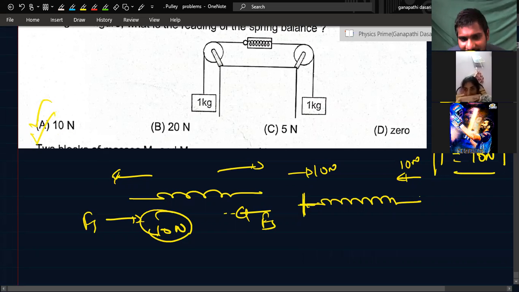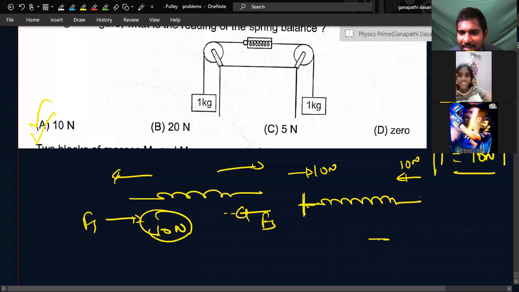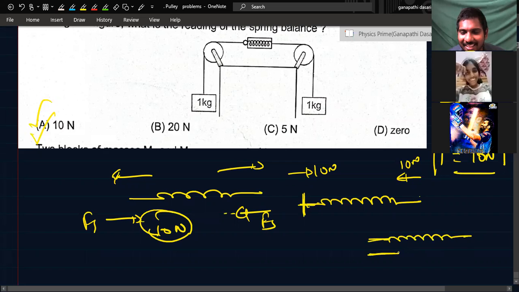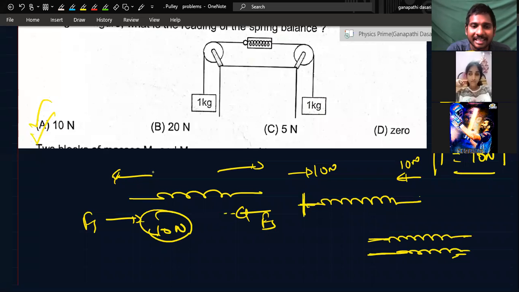You got it, Ujjwala? Yes, sir. The spring force will be equal to the tension. Here it is not 0. My brain is not working, sir. Done? 1.5 hours after, your brain is not working. Now you got it? Varun? Yes, sir. So the tension will be equal to that spring force.